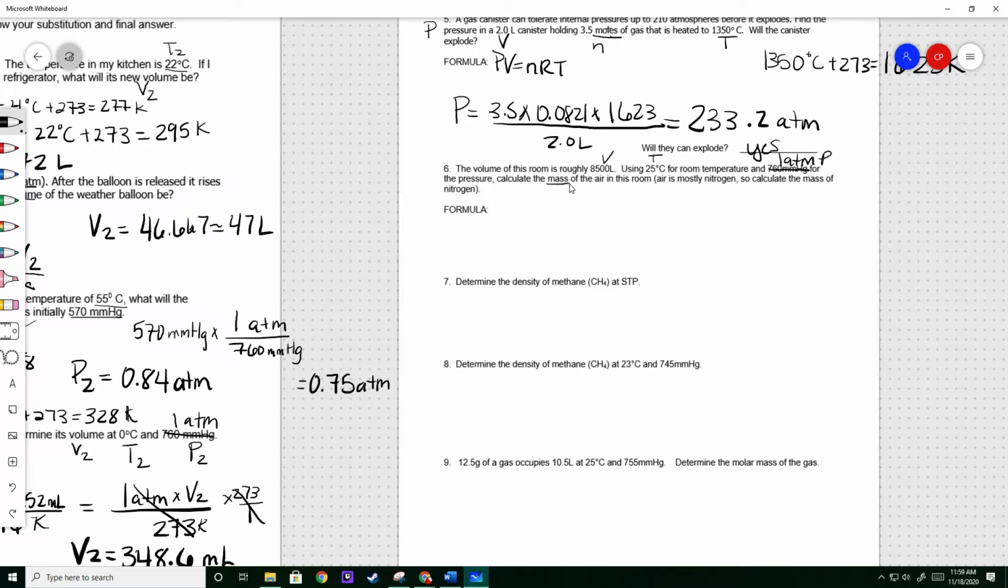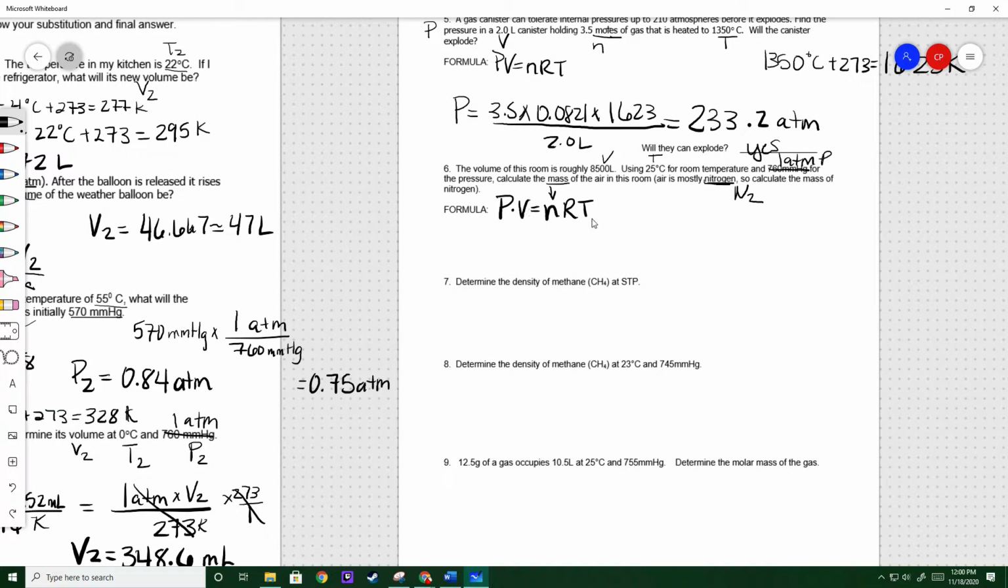Calculate the mass. Oh, so this one's a little different. Of the air in the room. Air is mostly nitrogen, so let's pretend that this is all nitrogen. Nitrogen is N2. So the way we would do this is we would use our ideal gas law, P times V equals nRT, and we would solve for n. Then, since we know the molar mass, we would manipulate it from there.